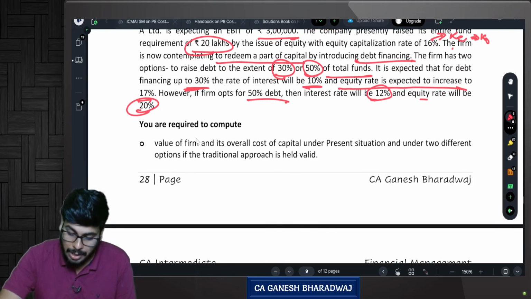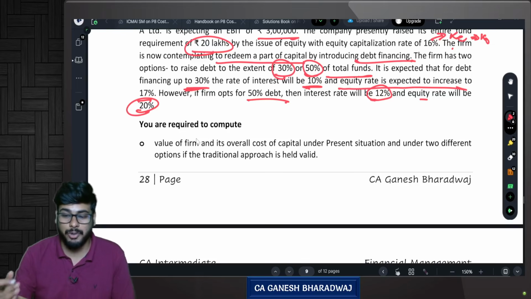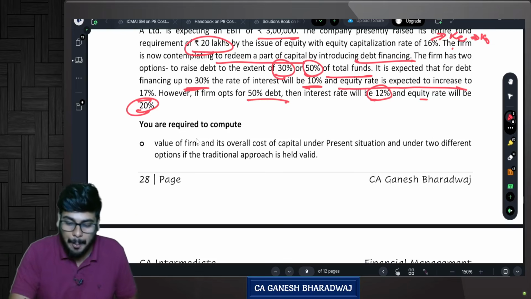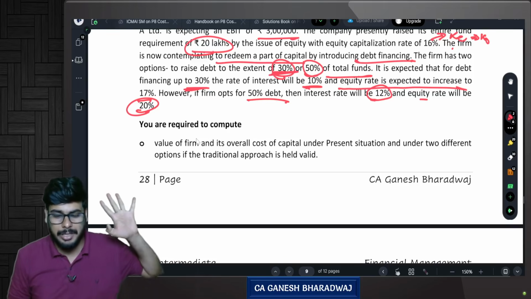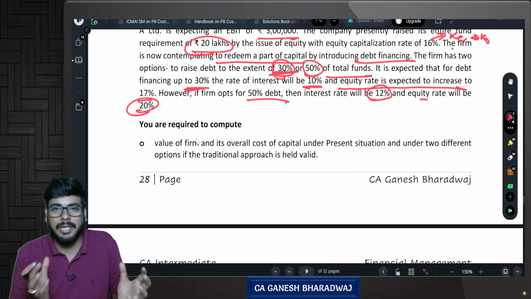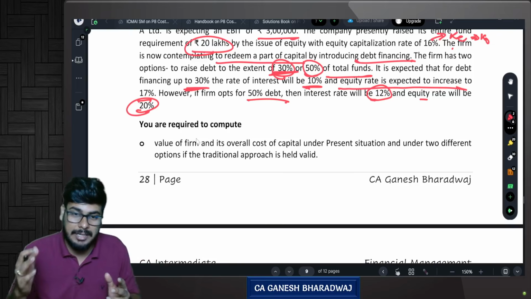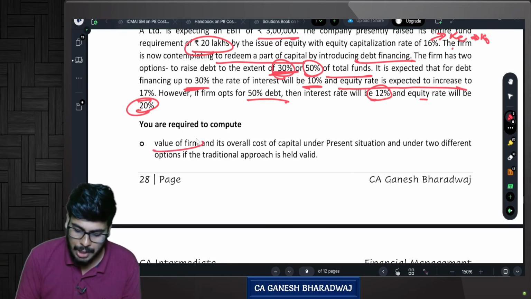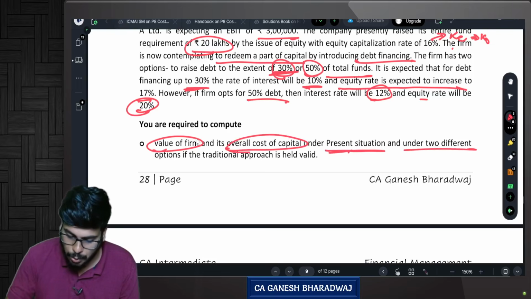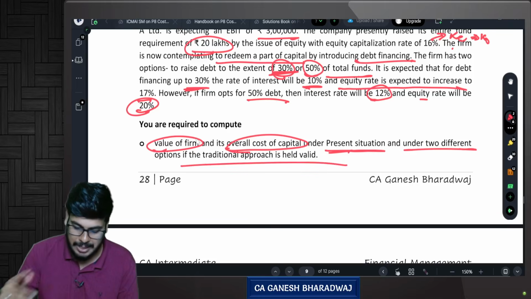Yes. So now this looks like the traditional approach. They have given it in phases. Up to 30% debt, if you introduce debt up to 30% of your overall capital, that is one KE and KD. If it goes beyond a certain level, then KE and KD also increase. You are required to compute the value of the firm and the overall cost of capital under the present situation and under the two different options if the traditional approach is held valid.